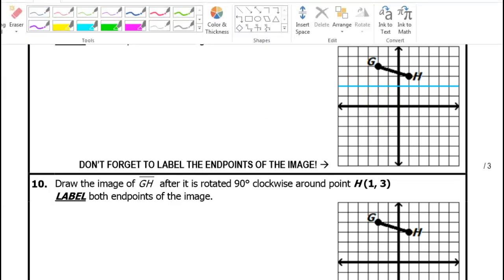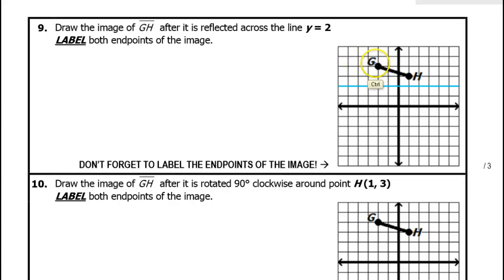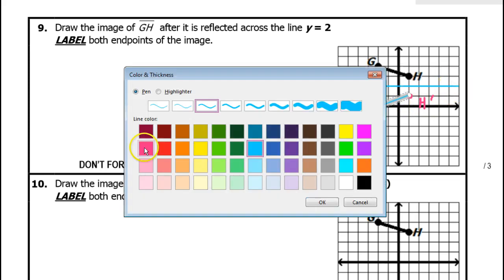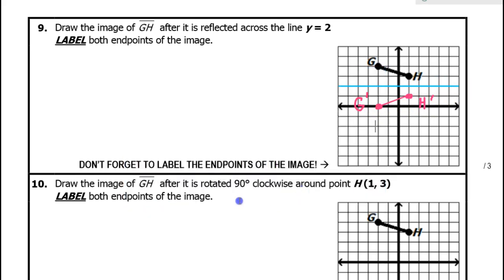So now we need to do a reflection over that. Notice how point G is 2 above the line, so I will go 2 below. So here is point G prime. Notice that point H is 1 above, so I will go 1 below, and that will be H prime. Okay, so that's how you would do number 9.